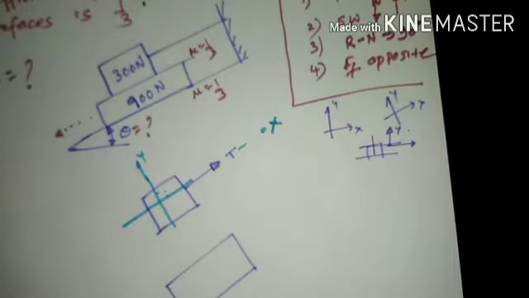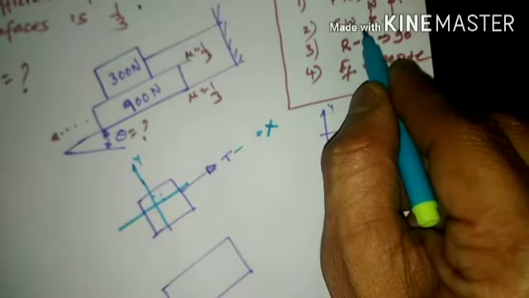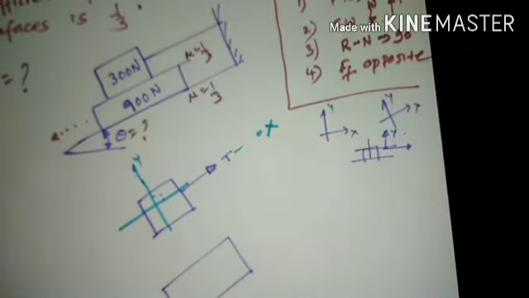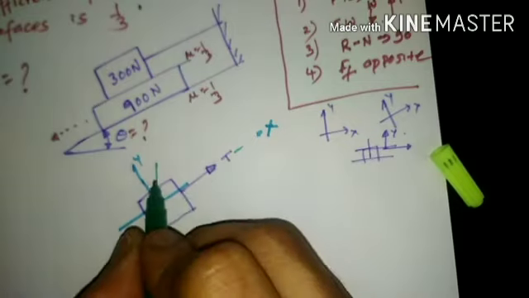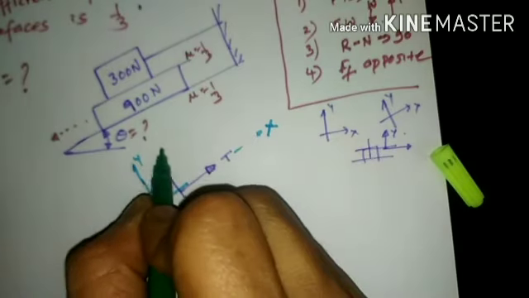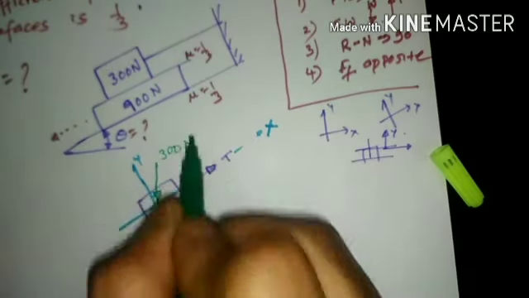Now, as per the rule, self-weight will be always vertically downward. So self-weight here shall be shown in the vertically downward direction like this. And the self-weight of this particular block is 300 Newton, which will be shown in the downward direction.